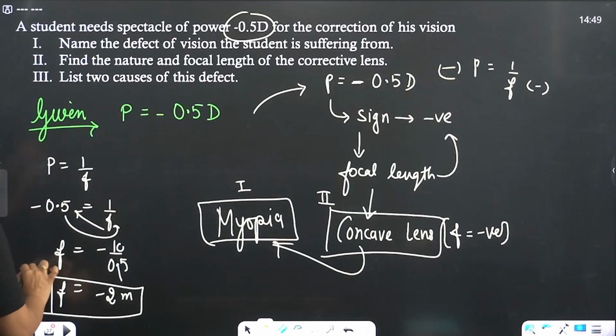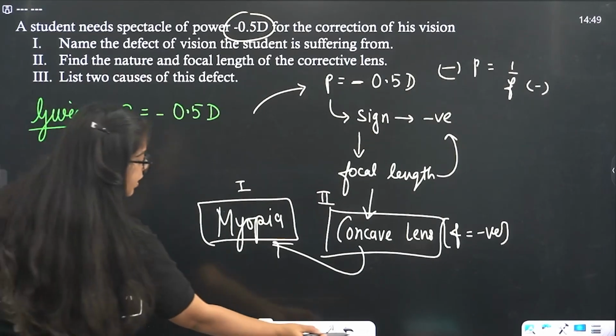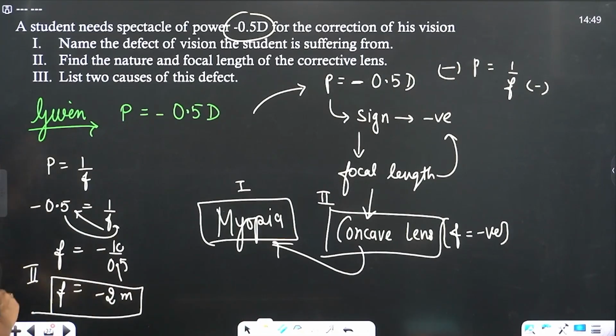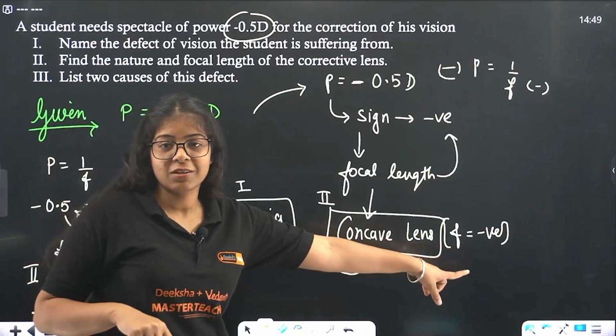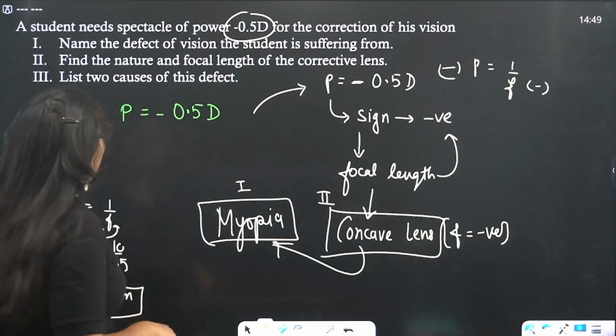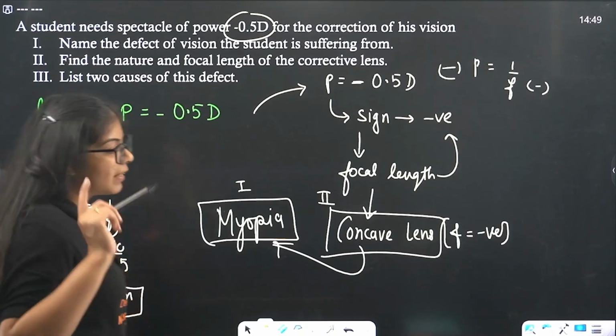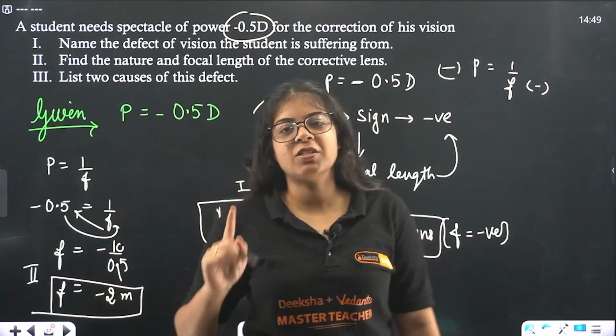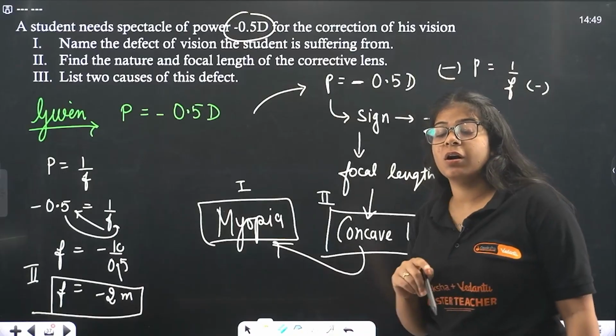So, this is the third. Oh, this is also the second answer. So, focal length is minus 2 meters. Concave lens has negative focal length. Focal length is negative. See. Okay. List 2 causes of this defect that you have to list in the comment section.